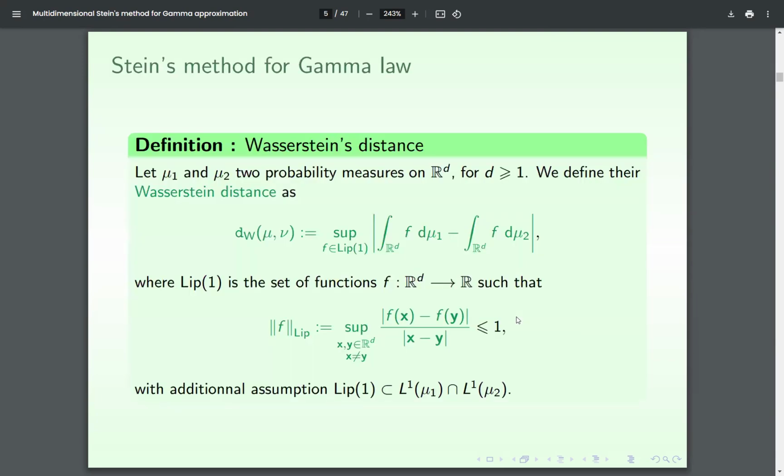Once again, in this talk, we will use the Wasserstein distance. This is a distance between two probability measures on R^d, for example. We will compare the expectation of f of X, where X follows the first law mu_1, and f of Y, where Y follows the second law mu_2, for f Lipschitz with parameter 1. This definition is right here. So we will work with the Wasserstein distance.